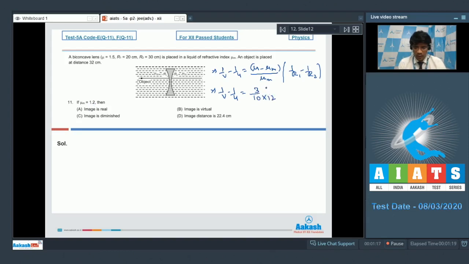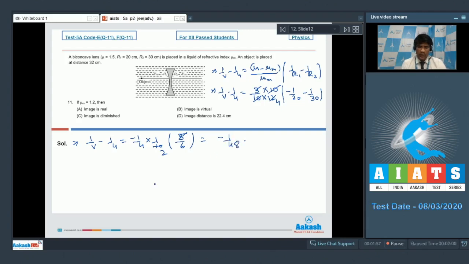Here it is 12 and 10. R1 is minus 20 and R2 is 30, so it will be minus 1 by 20 minus 1 by 30. This 10 will cancel out, and it is 4 here. So 1 by V minus 1 by U equals 1 by 4, taking 1 by 10 as common, minus 1 by 2 plus 1 by 3, which is 5 divided by 6. So 5, 2 here, and minus 1 by 48. The effective focal length of the system is minus 48.